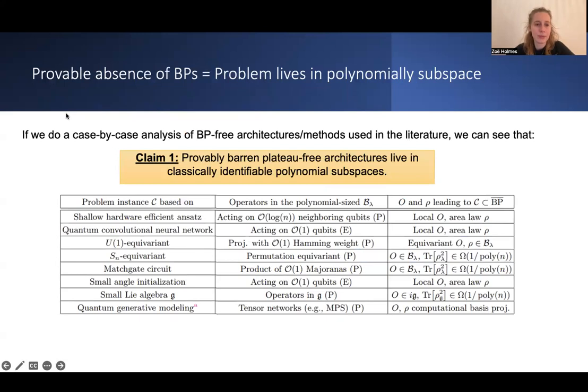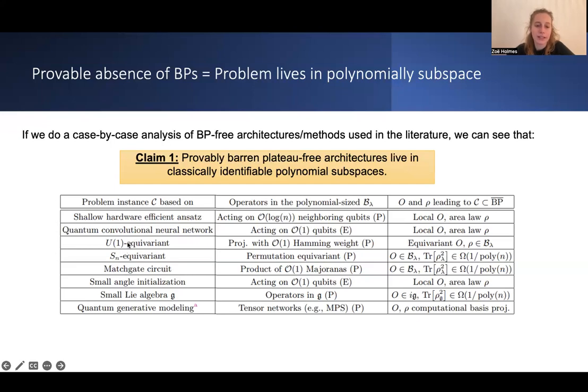Okay, so if we do a case-by-case analysis of all the BP-free architectures and methods used in the literature, what we see is that all of these cases that people have gone through before and tried to prove absence of barren plateau results for actually live in classically identifiable polynomial subspaces. So for example, a lot of the cases, the small angle initializations or the shallow cases, are basically living in local subspaces. So adjacent qubits in some sense, either order 1 or log n.